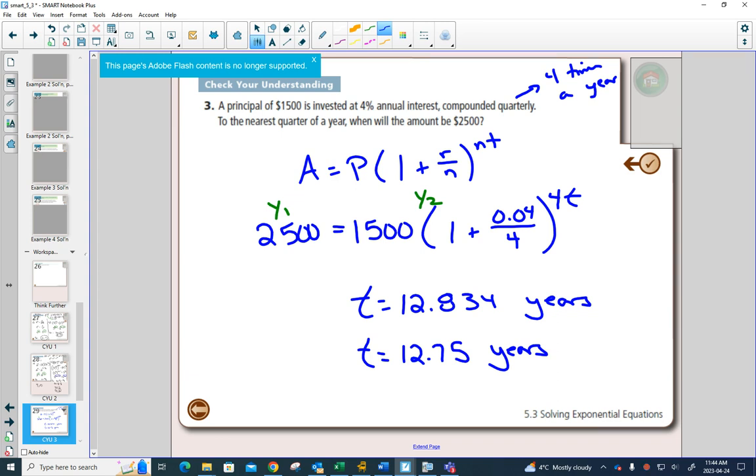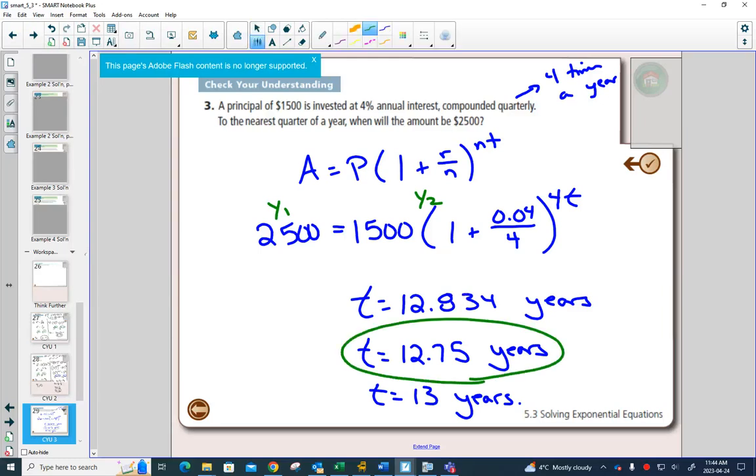However, based on the question, sometimes it will make sense to round differently. For this one, the way that it's worded, when will the amount be 2,500 to the nearest quarter of the year? This would make the most sense. If the question said to the nearest quarter of a year, when will the amount be more than 2,500? Can you see, if it hits 2,500 at 12.83 years, it would not be more at 12.75, then you would have to round up. So the rounding is sometimes tricky in these questions because you have to read it carefully to see what they're talking about.